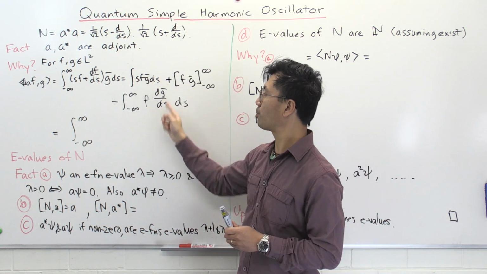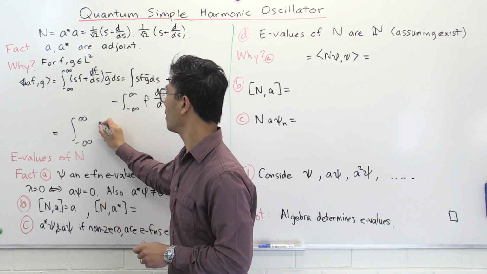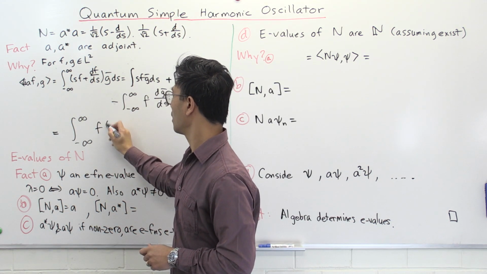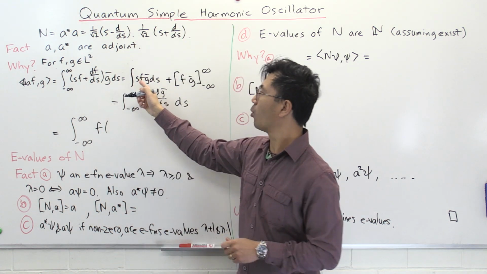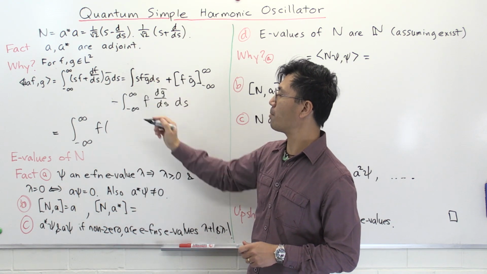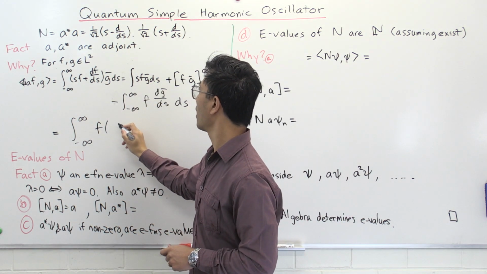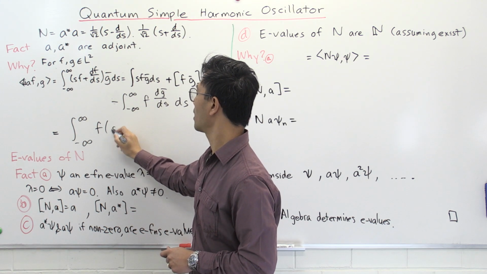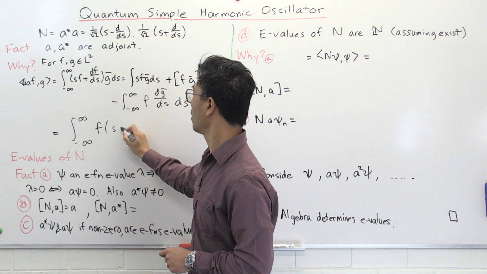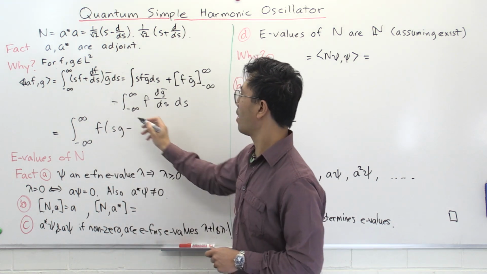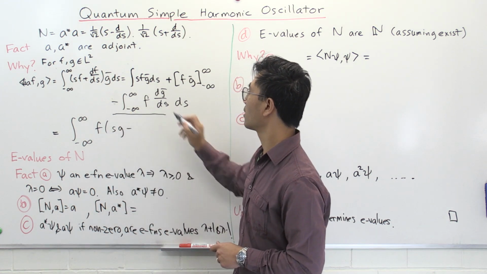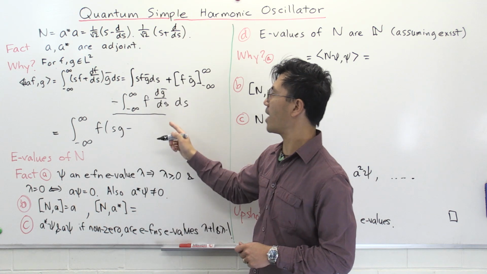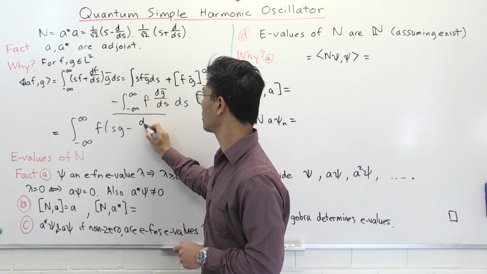Okay, so let's just pull out the common f that you have here. And then what you have for the second bit, well, s is real, so this is s times g bar. You can also write as s times g, and we're going to put a bar over all of this. And then you have here dg ds, and you have the conjugate of that.